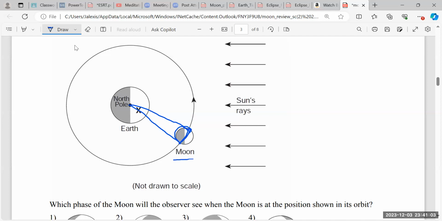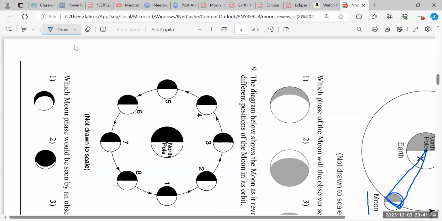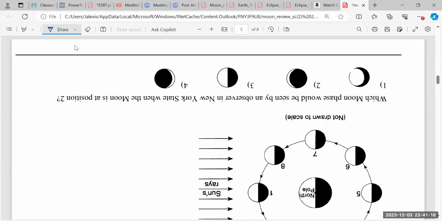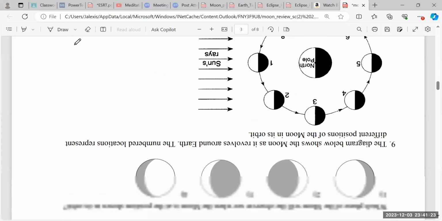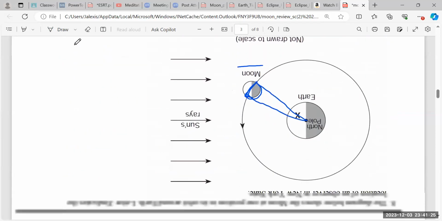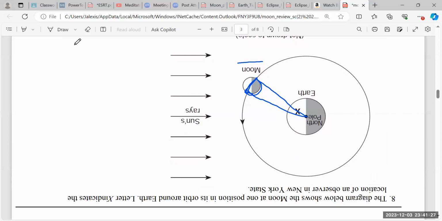Now, because the moon is located on the bottom and we look up at the moon, we're going to have to turn our paper to make it upright. So let's turn our paper. Let's turn it one more time. Where are we at? Oh, actually, we don't have to. So now, as you can see, we are able to see the moon is upright.